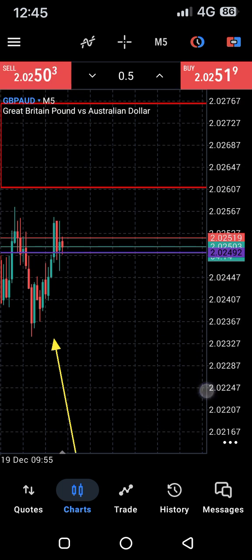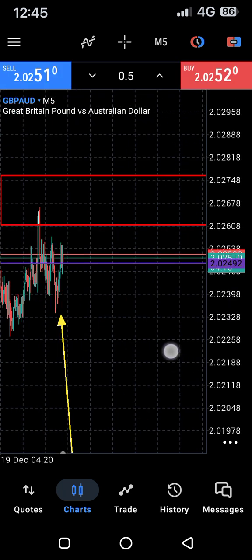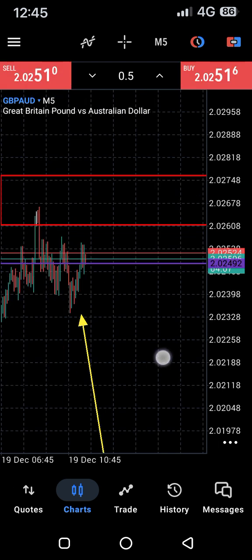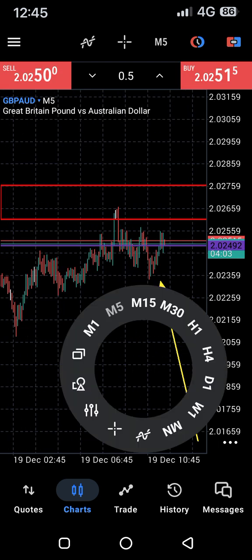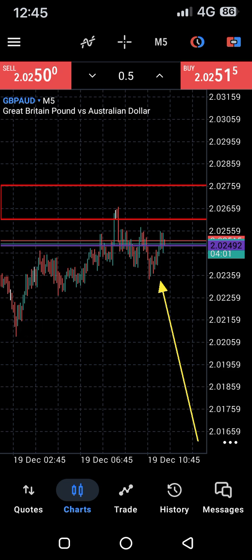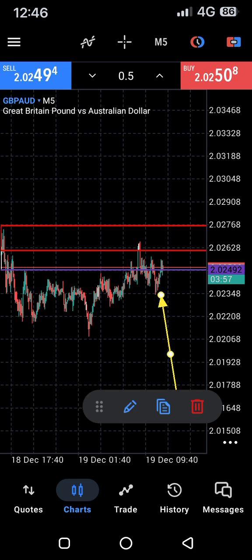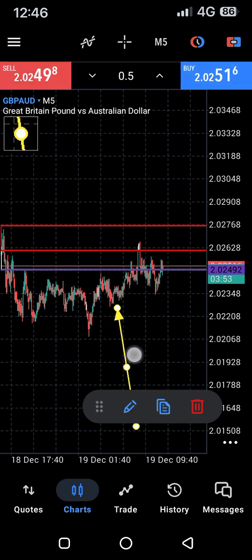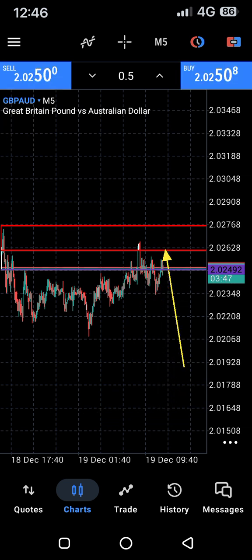I go to the M5. The M5 is showing me, okay, it's showing me lower lows. Okay, let's wait a bit. Because we had a shift in structure on the M5. We went above the structure. Price was making higher highs, higher lows, higher highs, higher lows, higher highs, higher lows, higher highs. Okay, so expect another bullish continuation move to the upside.